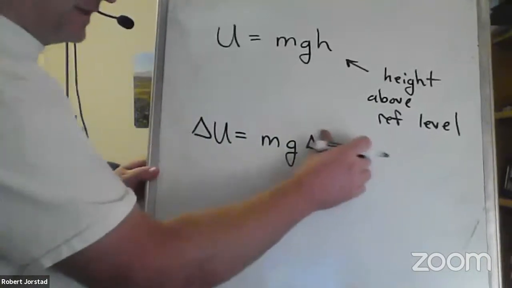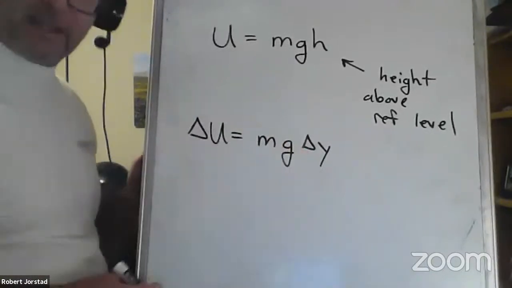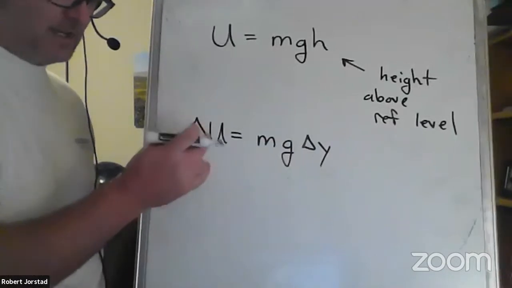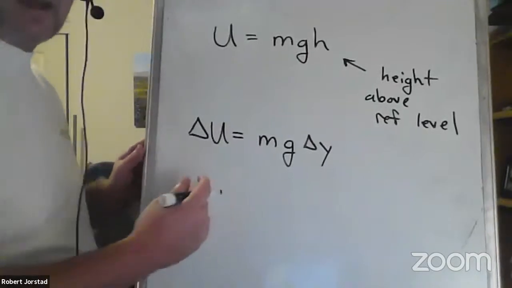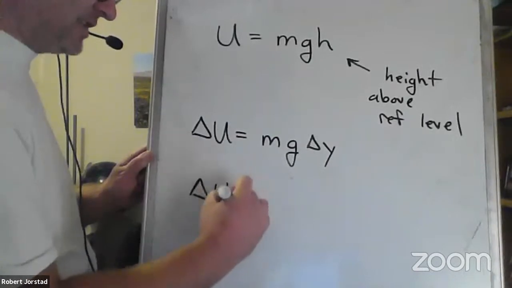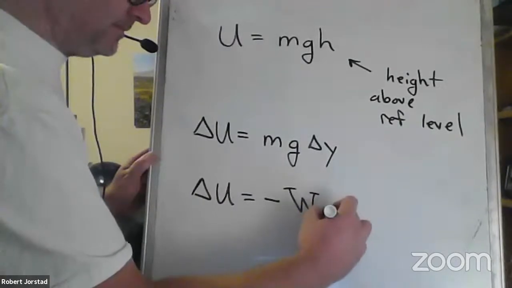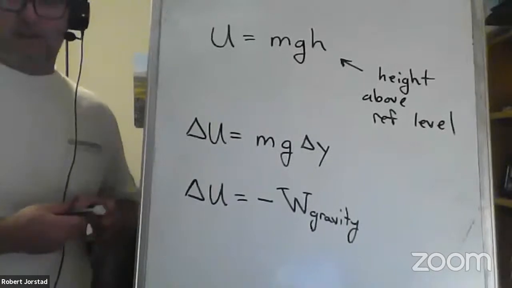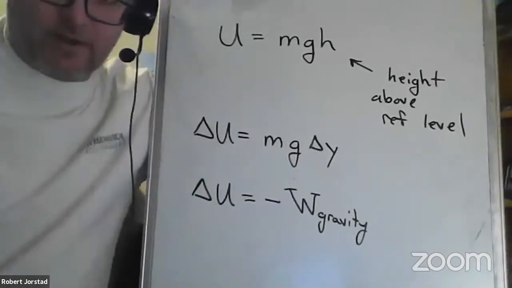And I guess I could be careful here, say mg delta y, where this is your vertical displacement. Notice it could be positive or negative. So you could have a positive or negative change in U. This is not the same as work. And in fact, we just saw the change in potential energy is opposite the work done by gravity. All right. Okay. So those are just some definitions. Any questions about those definitions right away?